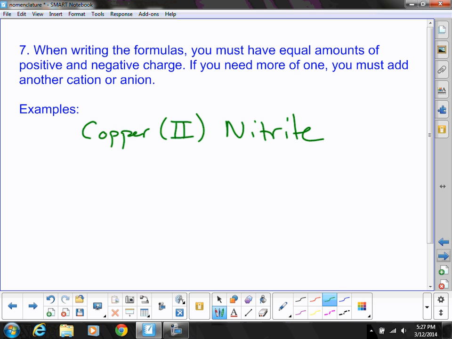Copper 2, if I see that Roman numeral 2, that's telling me what the charge is on my copper, so it's Cu +2. Nitrite, nitrite is not nitrate. Nitrite is NO2 -1. Only 2 oxygens in the nitrite instead of 3 like the nitrate. But similar situation, I need more anions to balance out my +2 charge for the copper.